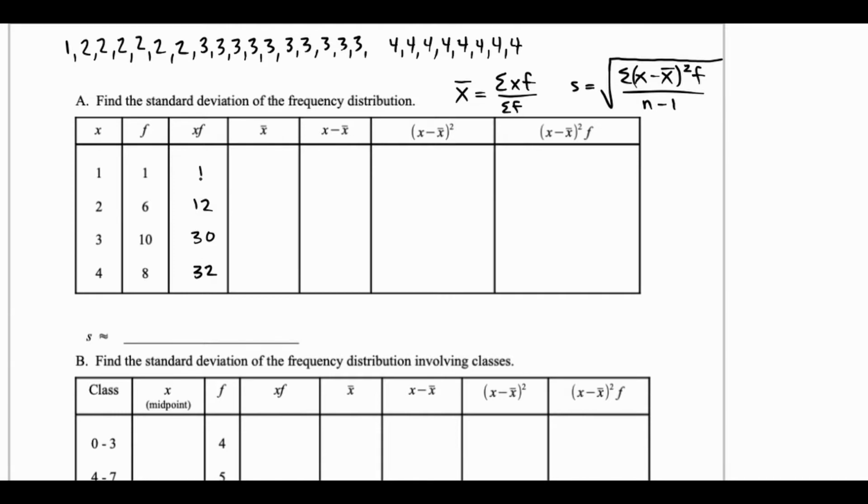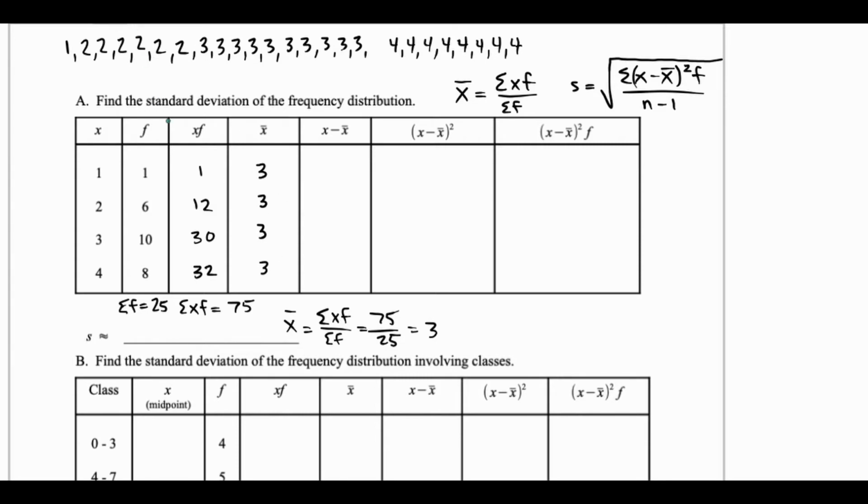We need to know the sum of xf. So we just want to add up this whole column here. And that's going to be 75. Then we want to find the sum of f as well. So that is 25. We'll have sum of xf over sum of f is 75 over 25, which makes 3. So our x bar is 3. And then we'll put those 3s in.